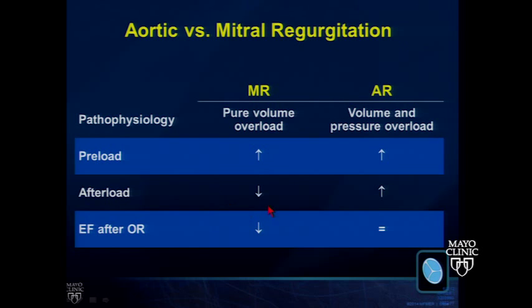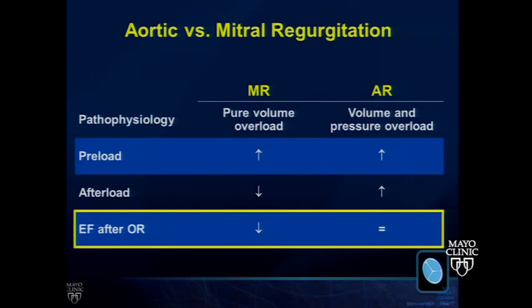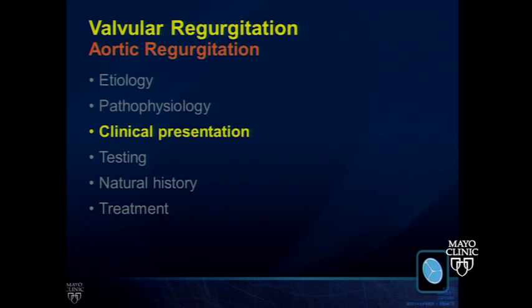Now, because your preload is increased and your afterload is increased, it means that after you replace your aortic valve in aortic regurgitation, your ejection fraction doesn't change. Go back to your pressure volume loops. Go back to your Starling and force tension curves, and you'll see that your myocardial performance doesn't change because you're removing afterload and you're removing preload. So your ejection fraction doesn't change. That's the major difference between the pathophysiology of aortic and mitral regurgitation, and that will help you in timing of operation.